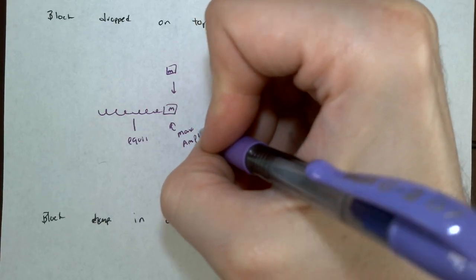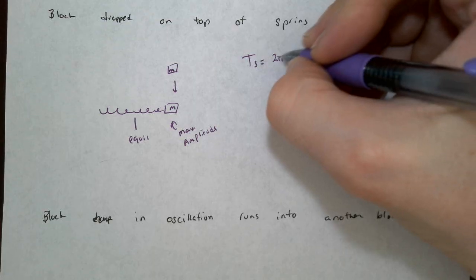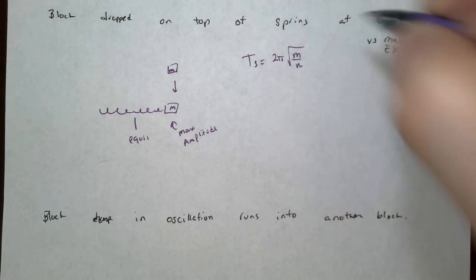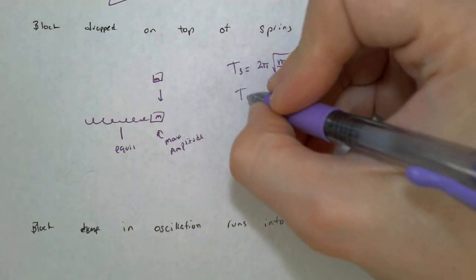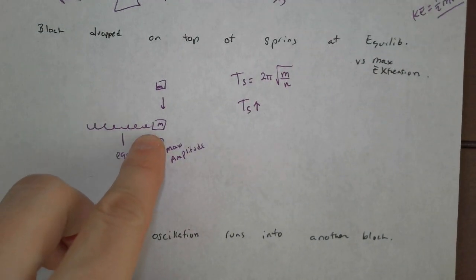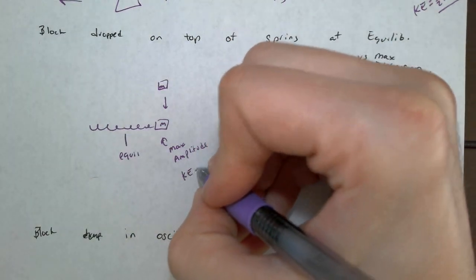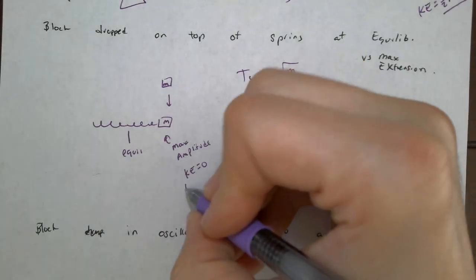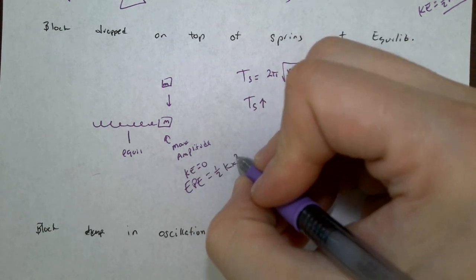what will happen? Well, the period of a spring is equal to 2 pi square root of m over k. So no matter what, the period is going to increase. So the period of the spring will increase. But if you drop it at its maximum amplitude, at that moment, kinetic energy is 0. And elastic potential energy is all you have, and elastic potential energy is 1/2 kx squared.